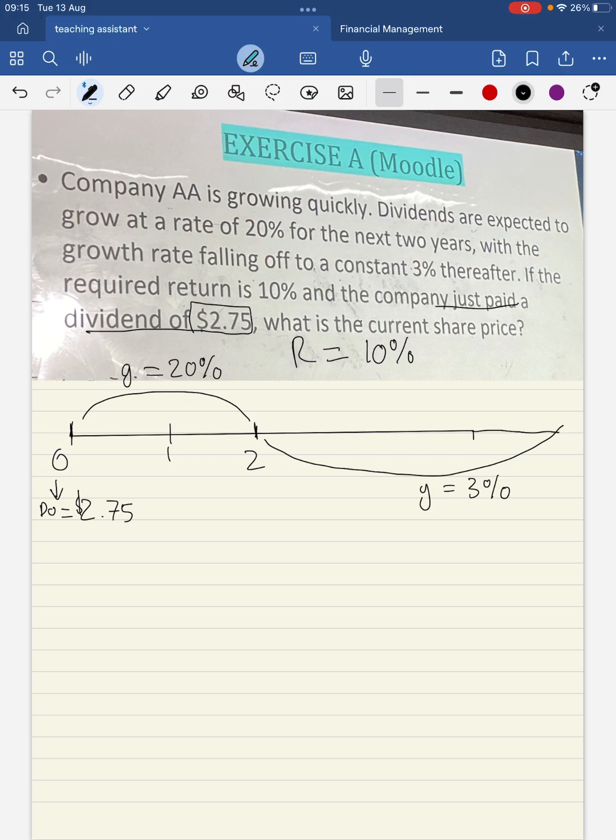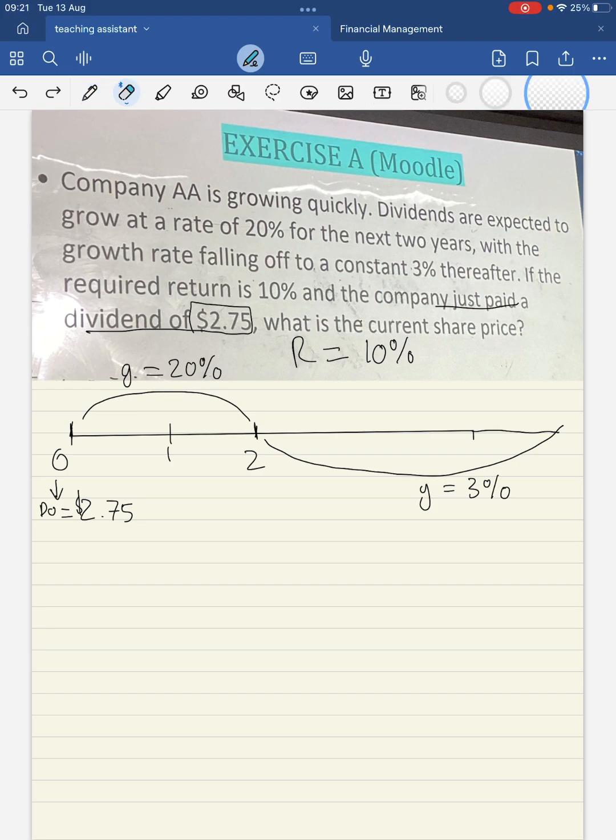For this exercise, it's very interesting. It's one exercise, but it's a combination of two different valuation models. For the first 2 years it is the traditional stock valuation model. But after year number 2, to compute the price of the stock, we have to use the model of constant growth rate.